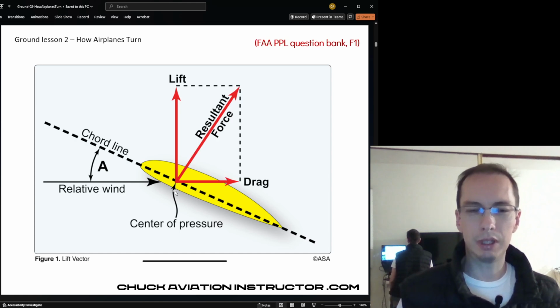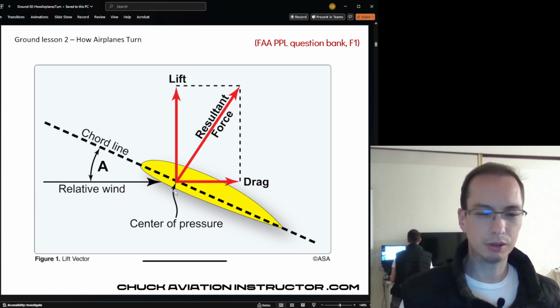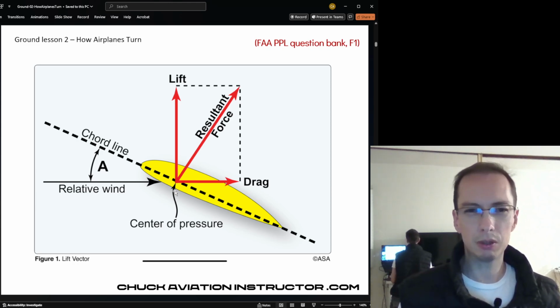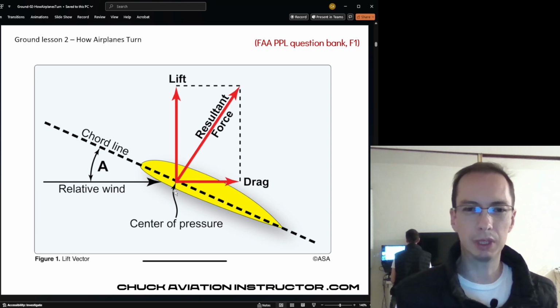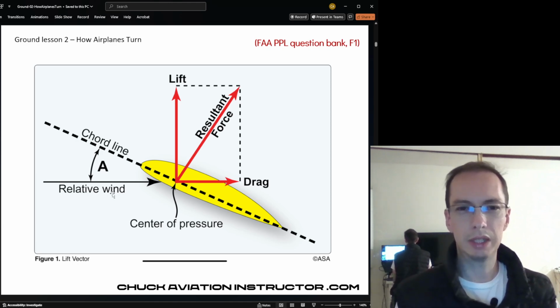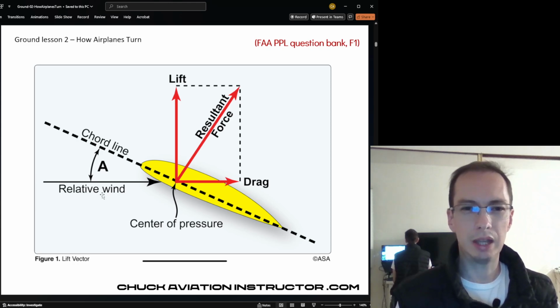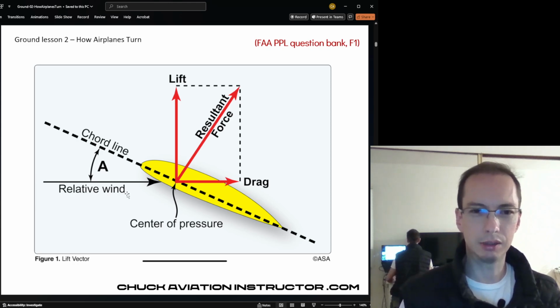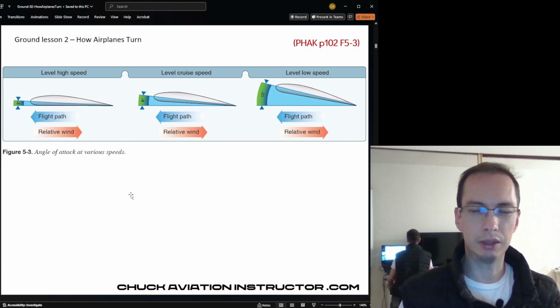And how do we develop lift? Lift is a combination of 5 factors, but only 2 of them can be controlled from the cockpit. So I'm going to focus on those 2 today. The first one is the angle of attack, which is the angle between the chord line and the relative wind. And the second one is the speed at which our wing bites such relative wind.